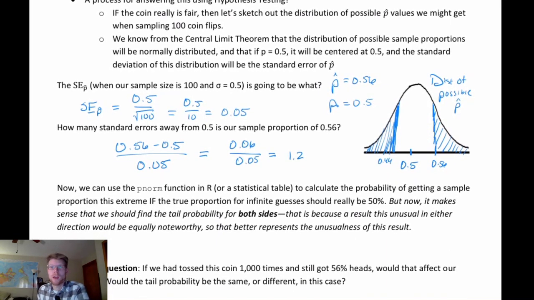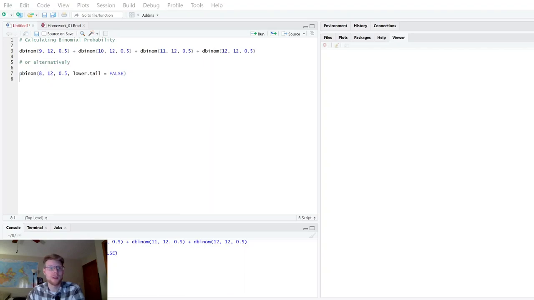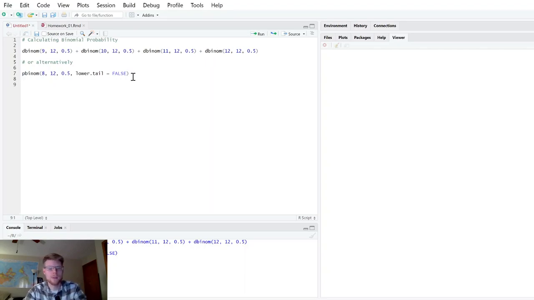And we can use a function like pnorm in R or a statistical table to find this probability using the normal distribution properties. So I'm going to pull R back up and calculate the normal distribution probability. I'm going to use pnorm, where my value is 0.56. My mean should be 0.5. My standard deviation for this distribution should be 0.05, because this is a sampling distribution, so we're going to use the standard error as our standard deviation here.